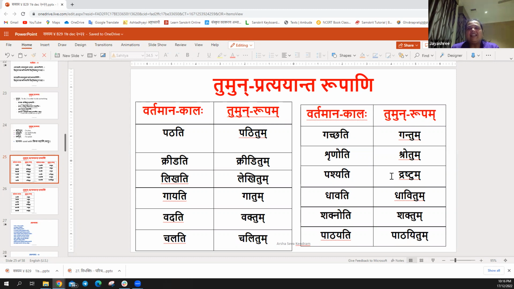Okay, pashyati drashtum. See, that is a drastic change. Pashyati drashtum.